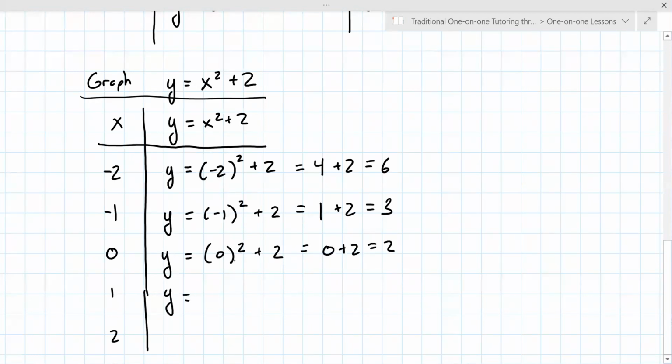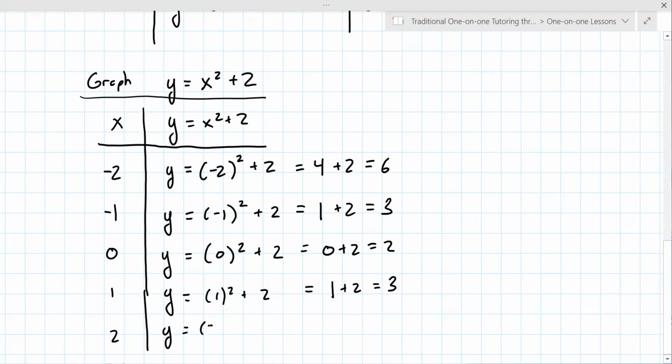Now, when they're positive, you don't have to put them in parentheses, but you still can. 1 squared plus 2. There's no negative here. It's just +1 squared. 1 plus 2 because 1 squared is 1, and that's 3. Sorry about that. I just got messed up right there.